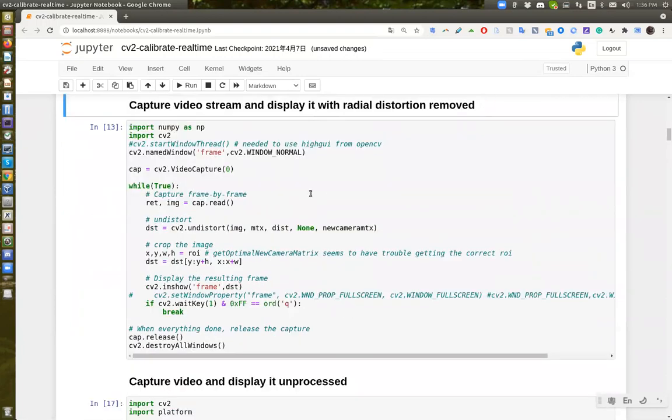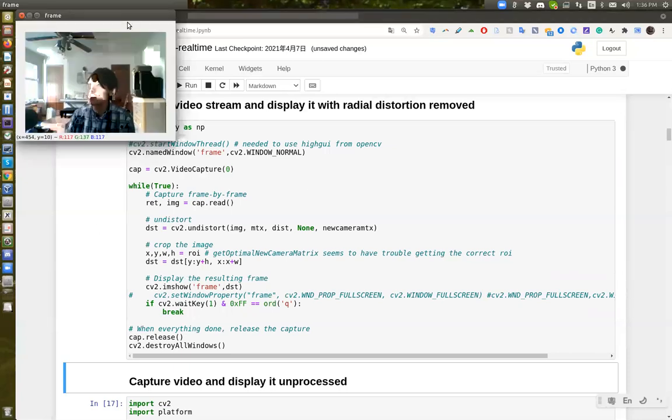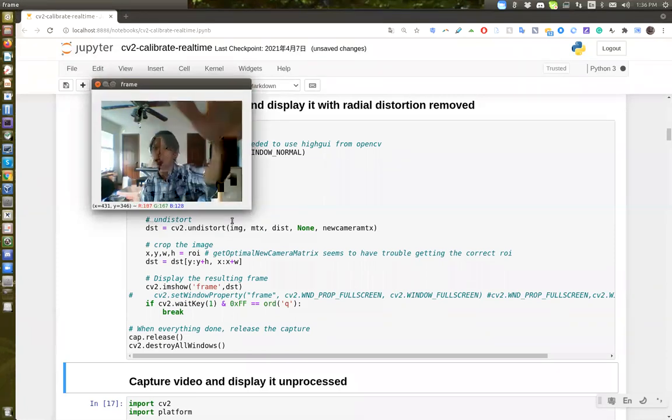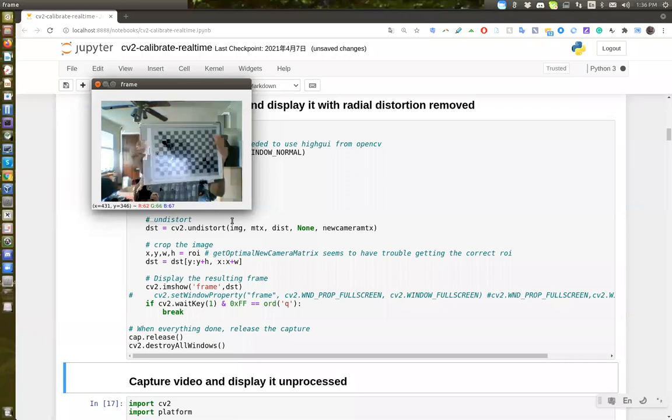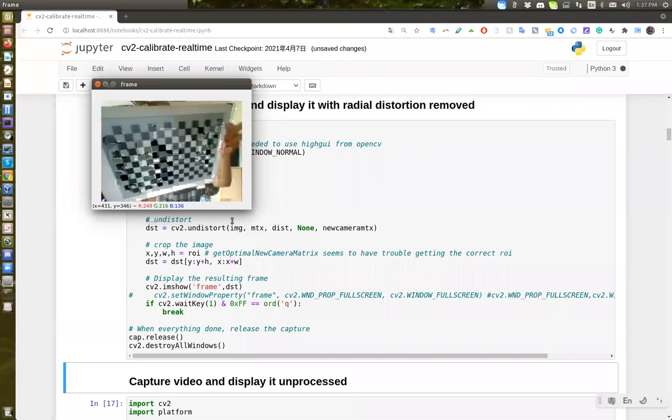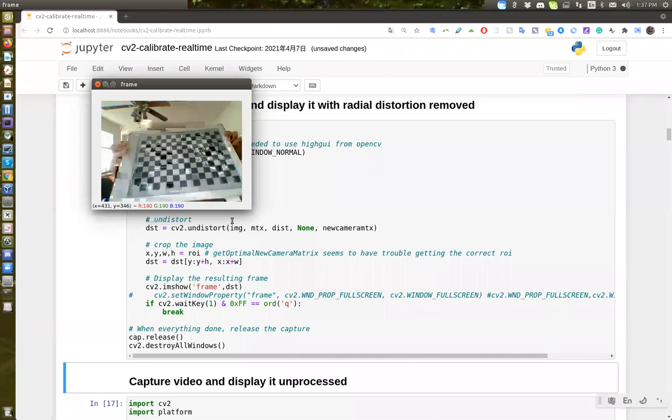And you can see the results, it is trying to remove the distortion. Here I have some radial distortion. It's artificial because I put a lens here to exaggerate it a little bit. But you see, after removing the distortion, it's actually doing quite well, right?